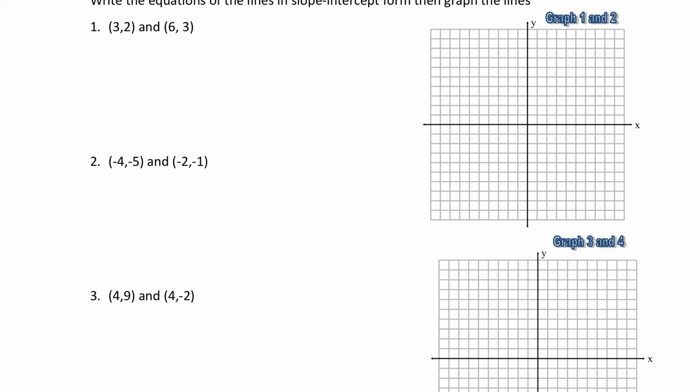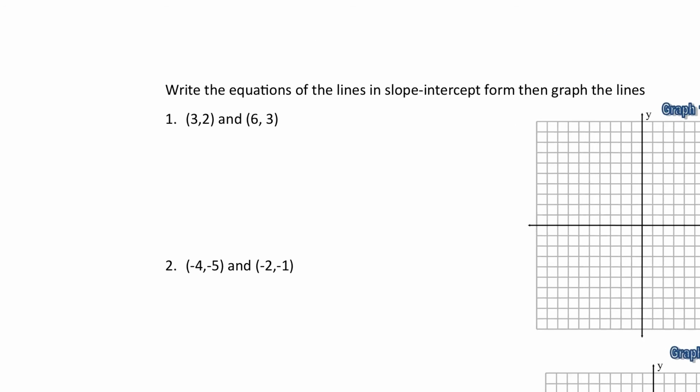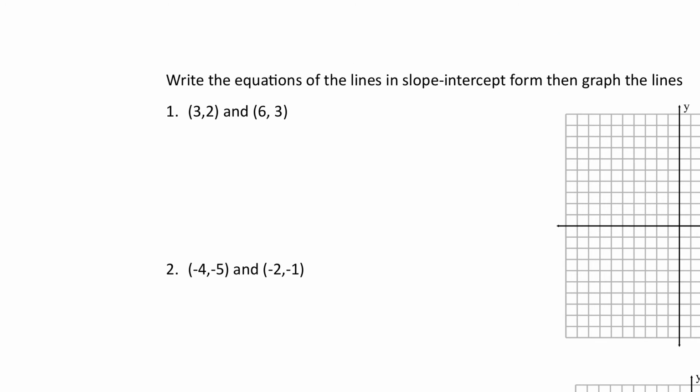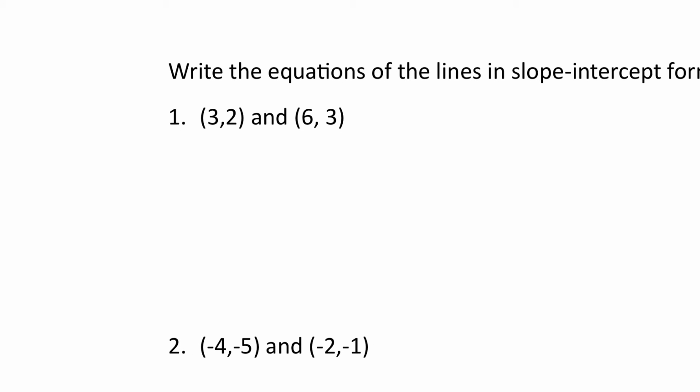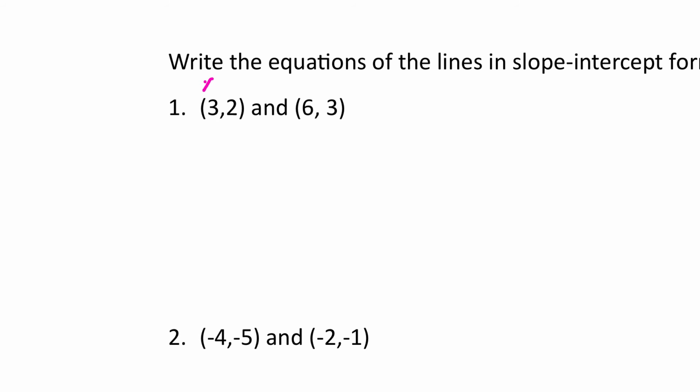Okay, so we're going to do the same thing here, but this time we're going to convert it all the way to slope intercept, and we're going to graph it from that. Okay, so first thing is find the slope. So x1, y1, x2, y2. So in the slope formula, what's that going to look like? 3 minus 2 over 6 minus 3, which is what? 1/3. Okay, so that's the slope.